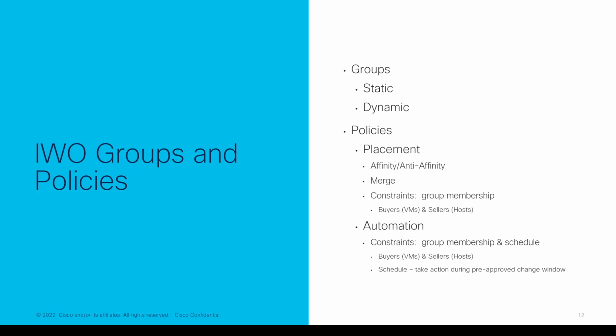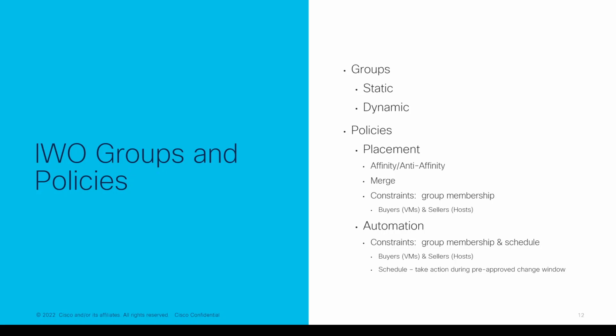For automation policies, these are the things that you need to set up inside your IWO config that basically allow IWO to act on behalf of human beings. So IWO is going to make recommendations, and if you don't have automation policies enabled, then the recommendations just kind of sit there awaiting manual interaction from the system operator to go ahead and execute one recommendation at a time. So when you build your automation policies, you can do the same thing. You can have constraints to those automation policies based on group membership and schedule.